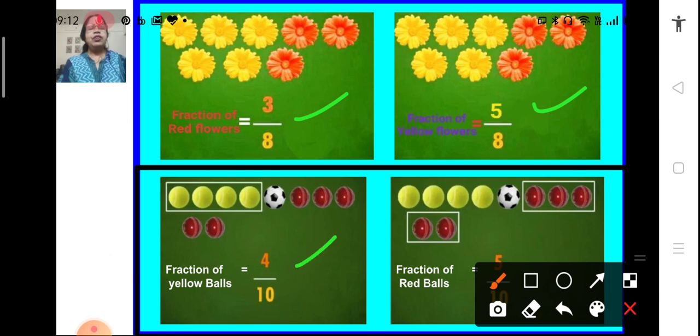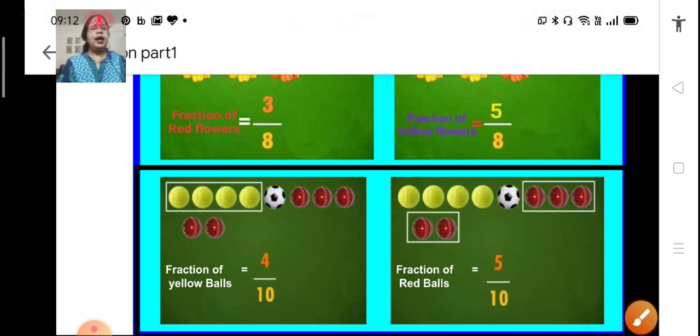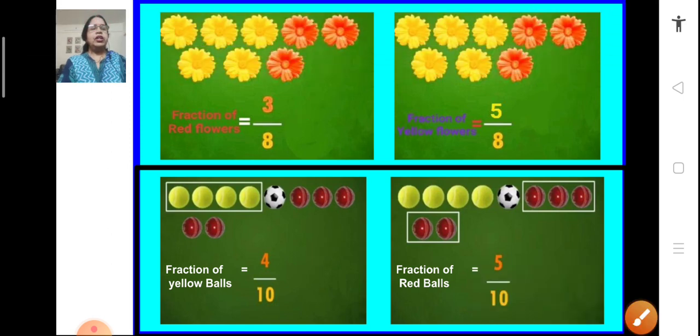Then in this picture, we have 10 balls. They are different colored balls. So how many balls are of yellow or green color out of 10 balls? They are 4. So what is the fraction of yellow balls? It is 4 out of 10. In the last picture, what is the fraction of red balls? It is 5 out of 10. That means 5 upon 10.